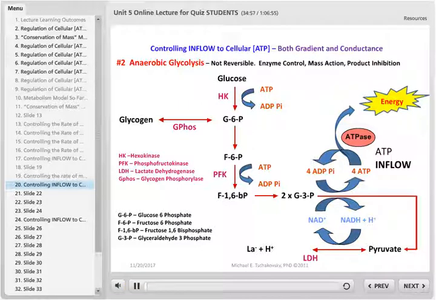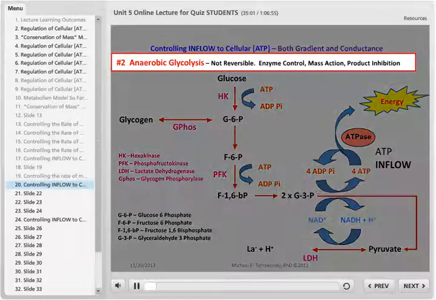All right, so here is anaerobic glycolysis. And in this case, you have control of enzyme. So we have our covalent and our allosteric ways of controlling enzyme activity. You have mass action and you have product inhibition. All can play a role in this. I'm going to have to go through these one at a time, and I'm doing that with three important enzymes.